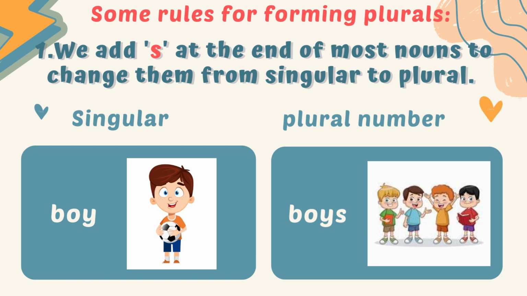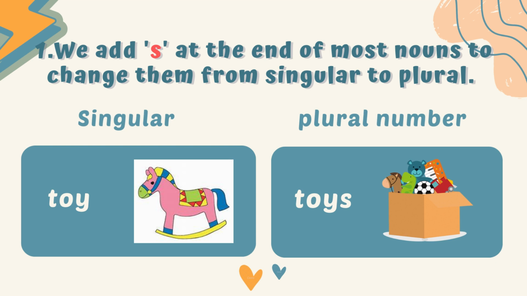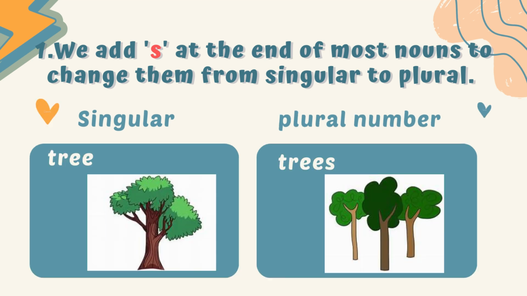Here are some rules for forming plurals. 1. We add s at the end of most nouns to change them from singular to plural. Boy, boys, toy, toys, tree, trees.